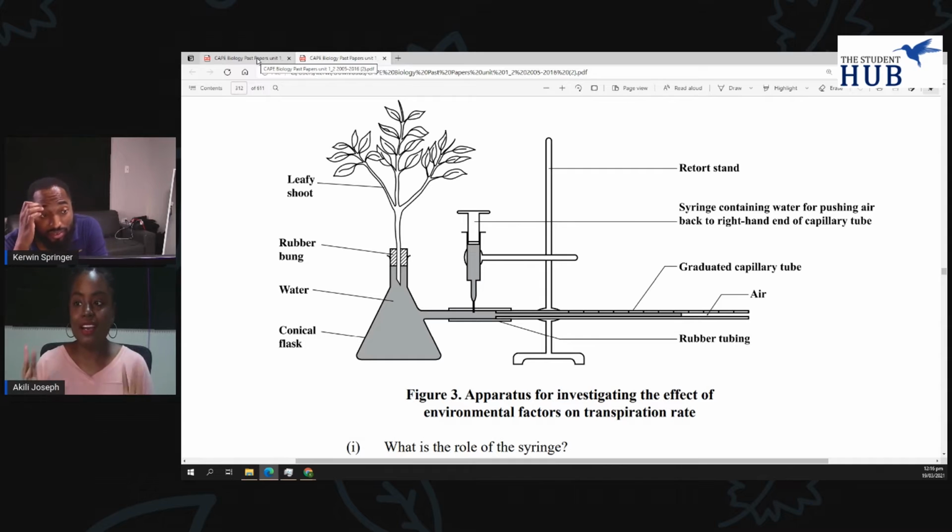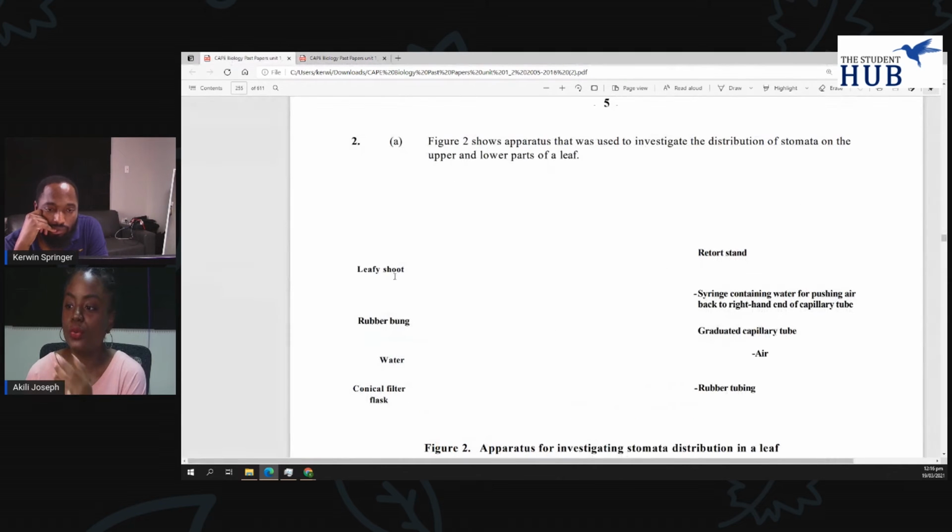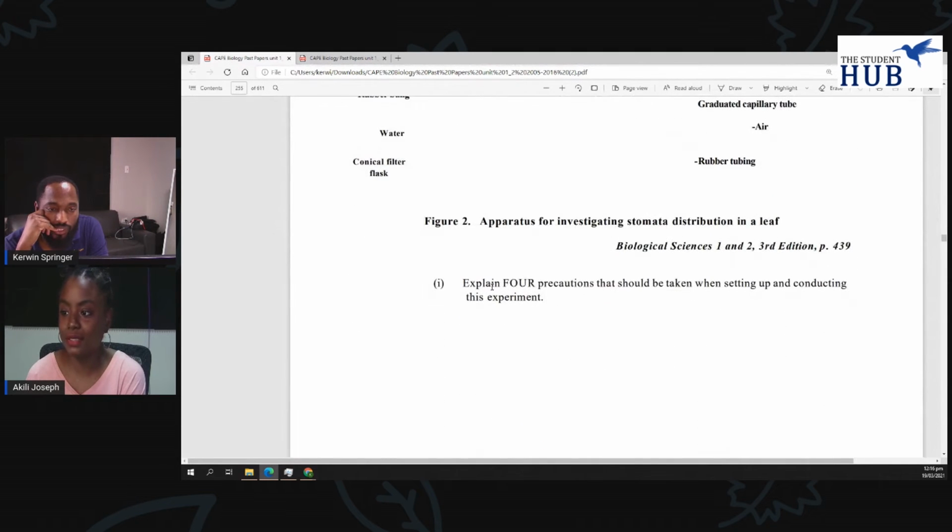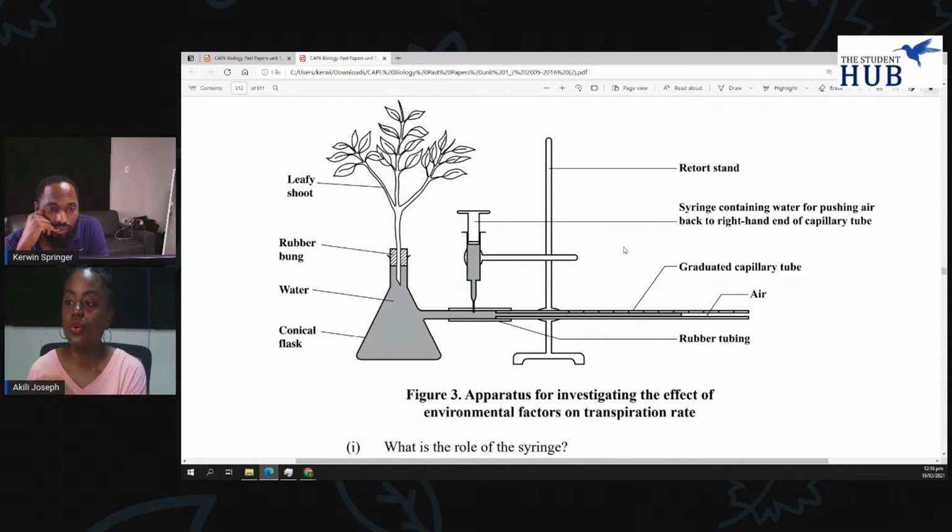The reason why I love this question is that they're using something that you're familiar with to ask it in a different way. So the first question is to explain 4 precautions that should have been taken when setting up and conducting this experiment, right? When setting this up, you have to give 4 precautions, but if you don't understand how you're using this apparatus in a different way, then you may not be able to answer the question appropriately.